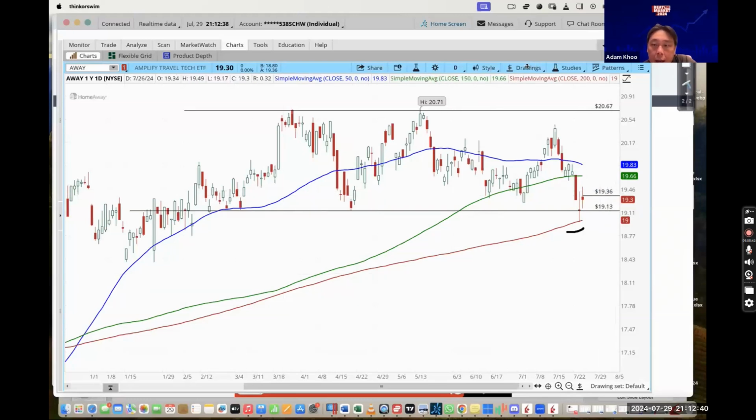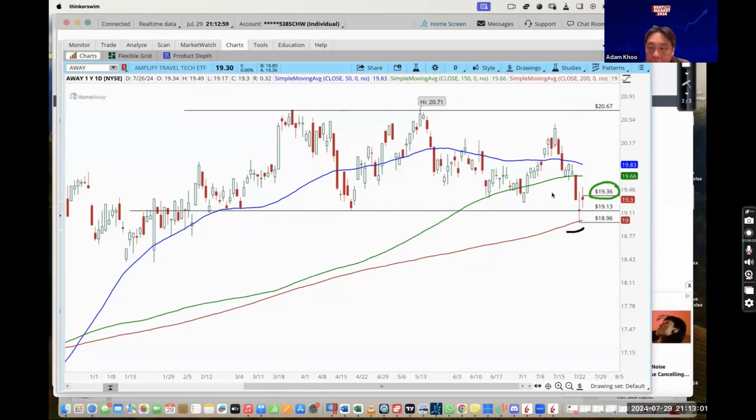And I'll put a stop loss below the recent swing low, roughly about here. Okay. So I buy at $19.36. That's my buy level. I put a stop loss at $18.96. That's my stop loss. So what's my 1R? What's my risk per share? $0.40. So I'm risking 40 cents for every share I buy.